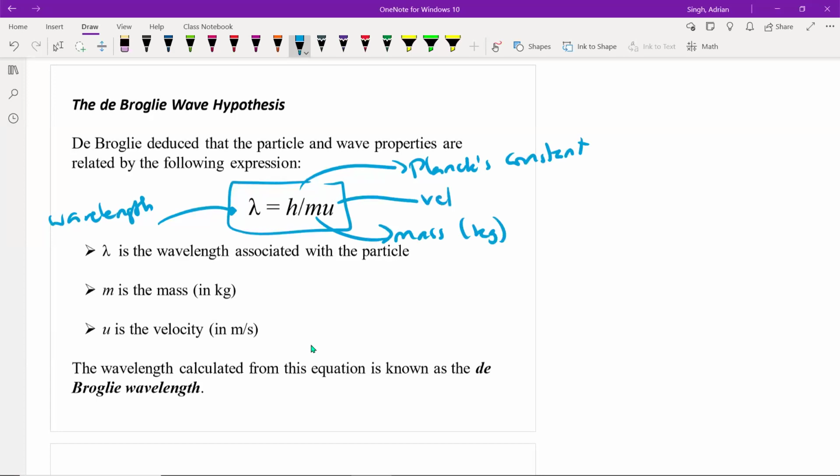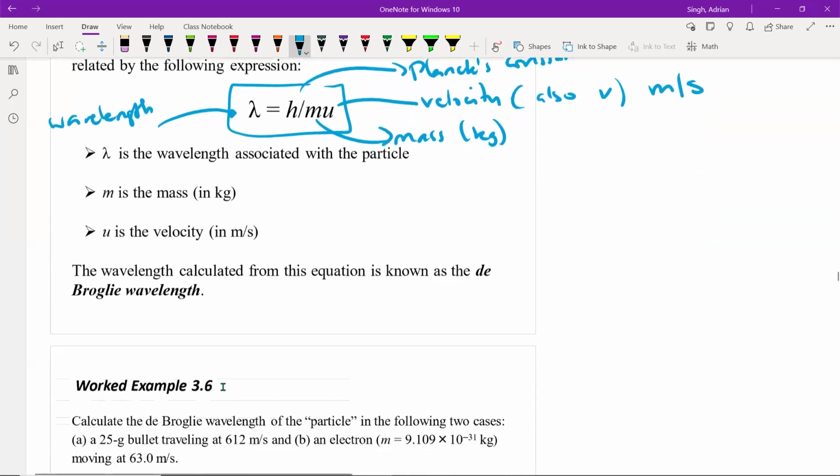And then u here is the velocity, or the speed. Sometimes you'll just see v, not nu, but v, right? And that's where it can get a little confusing, which is, I suspect, why they use u in this case. There are other reasons, but that's one of the benefits of using u rather than v. But it represents a velocity in either case, and that is in meters per second. So we can calculate the wavelength of a particle, which seems kind of counterintuitive, but that wavelength that we calculate is known as the de Broglie wavelength.